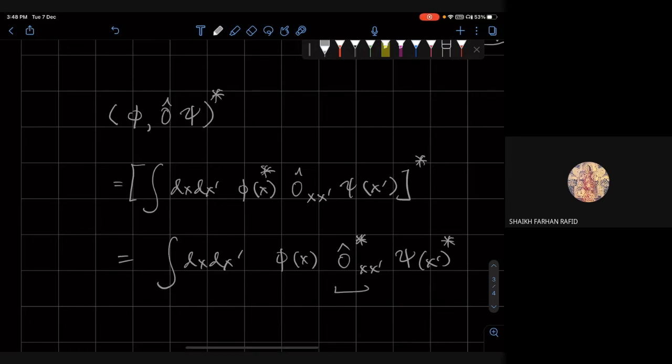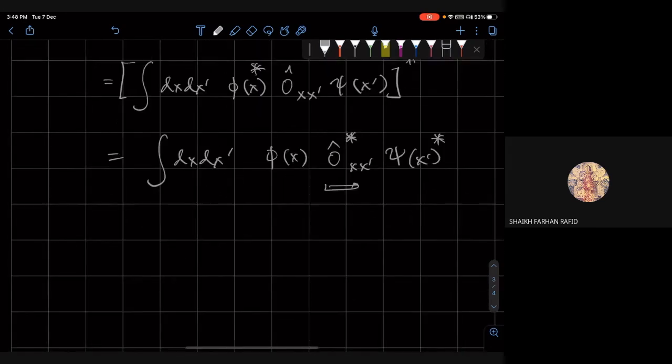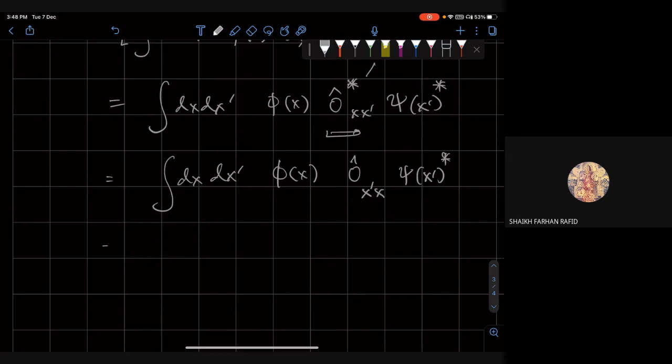But we are saying that this is a Hermitian operator. It means that this satisfies this equation. So in the next line, what we can do is get rid of the star, but the price that we pay is that we have to change the ordering of the indices. And then we can rewrite this as the integral dx prime psi of x prime star O hat of x prime, x phi of x.